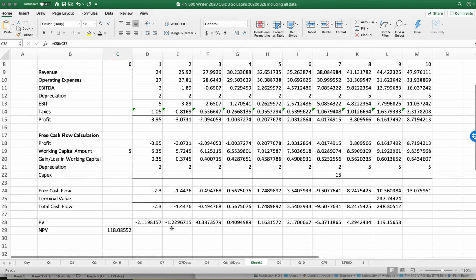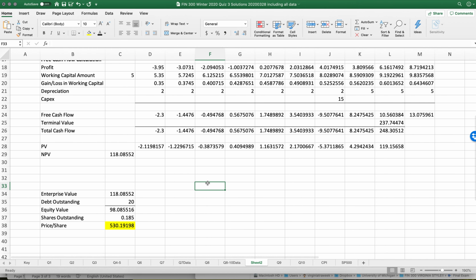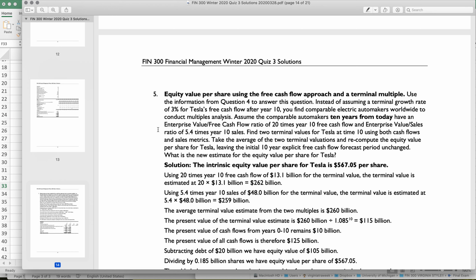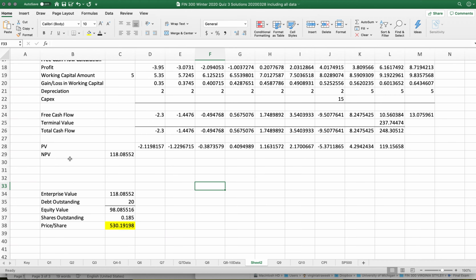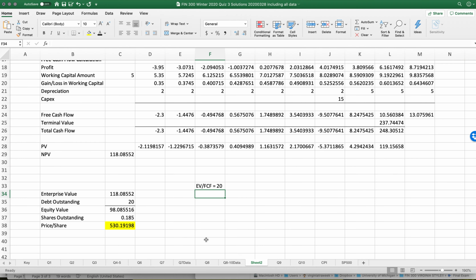Okay, so here's what we had for problem 4. Let me just write these assumptions in. So EV to free cash flow is 20. And then the second one is EV to sales is 5.4. Okay, so free cash flow in year 10 is this. Now, I don't have a terminal value here.